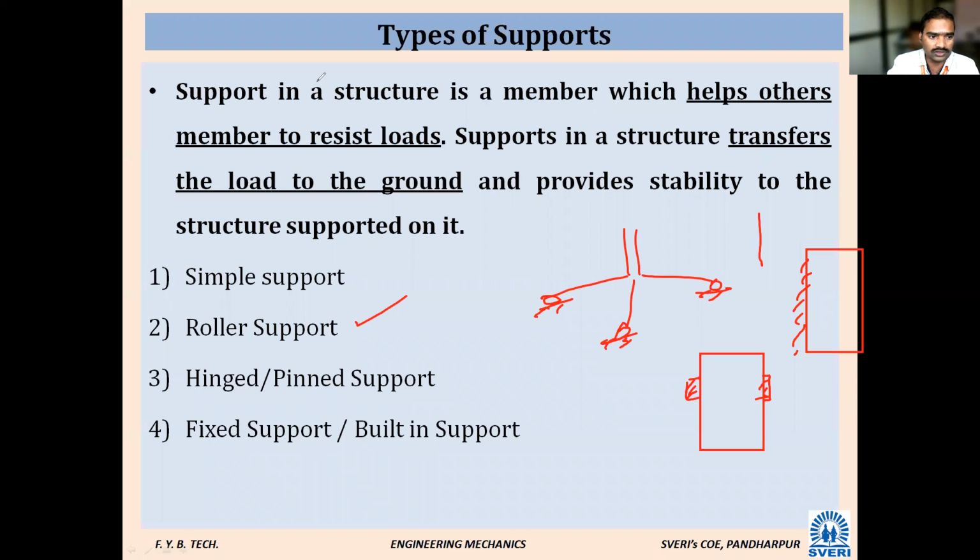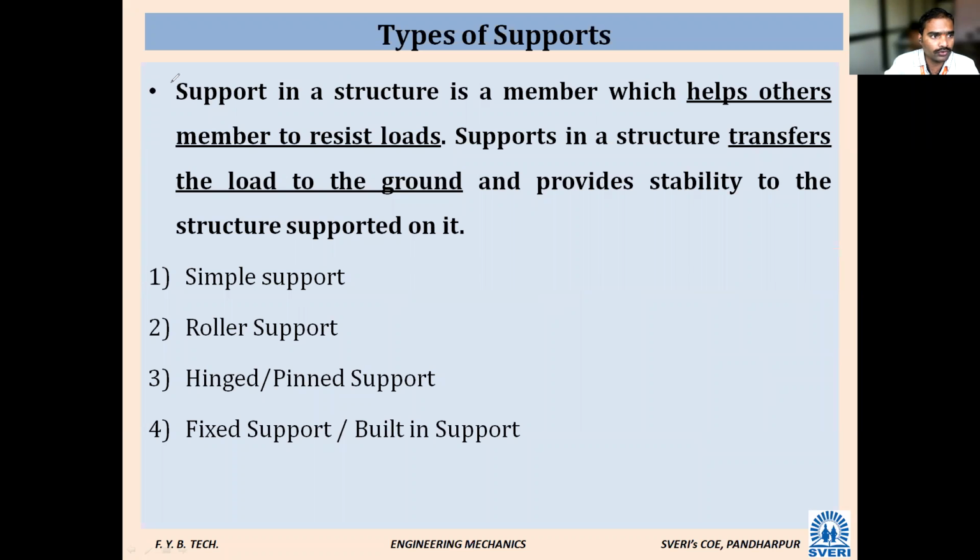How to do the notations? For the simply supported, the structure is denoted like this. So the structure is a beam. For this beam, the structure is denoted. This is simple support.